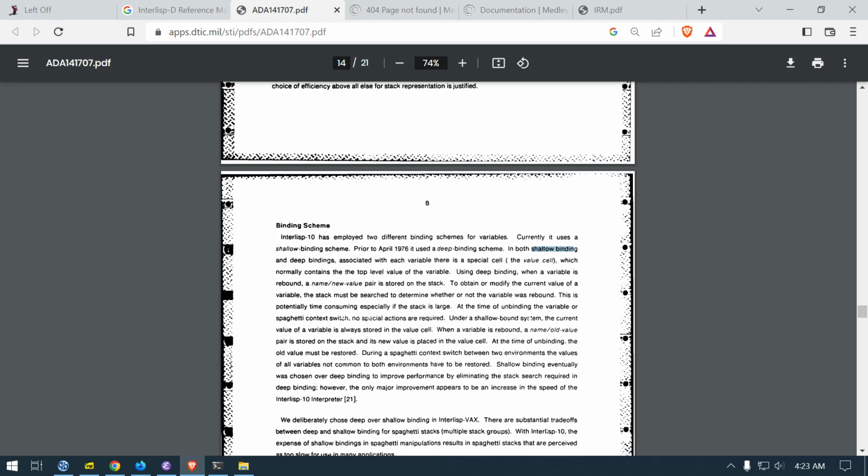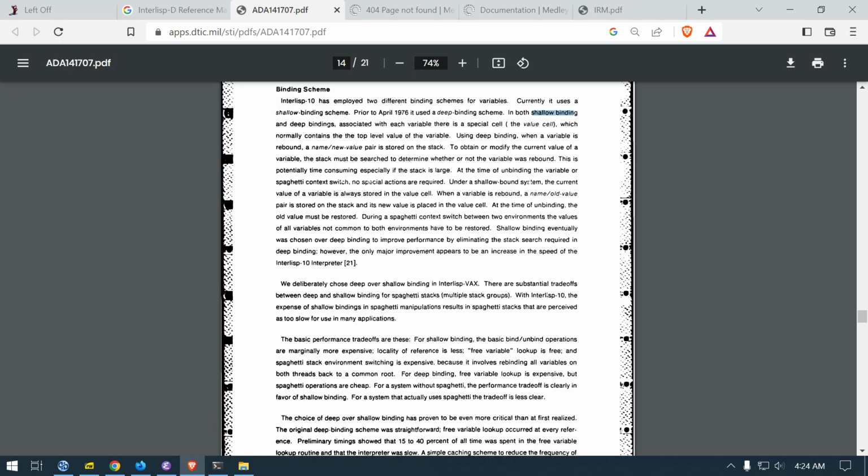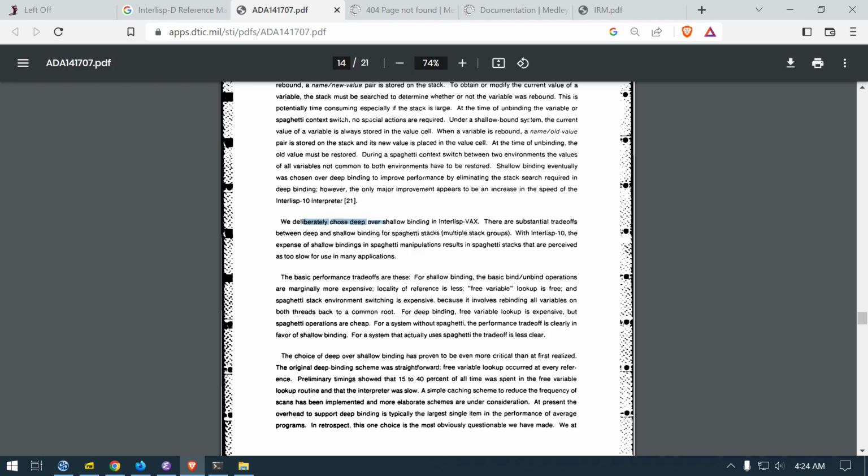And it goes into a little bit of explanation of the difference between the way shallow binding and deep binding work. I want to say shallow binding is quick to rebind stuff, but deep binding takes longer doing this. But then once you want to start unbinding stuff, deep binding is faster or something like that. And so in the end, these guys chose deep binding over shallow binding, where Interlisp 10 has shallow binding.